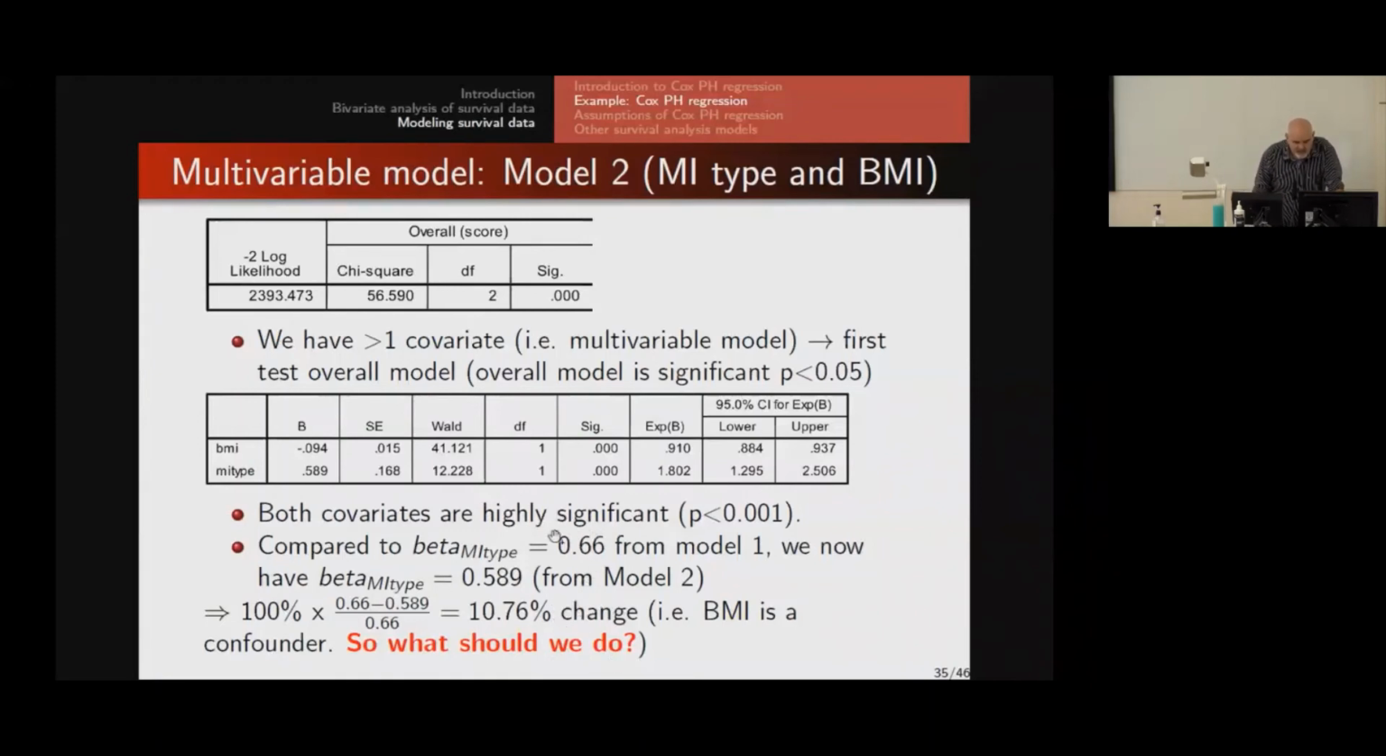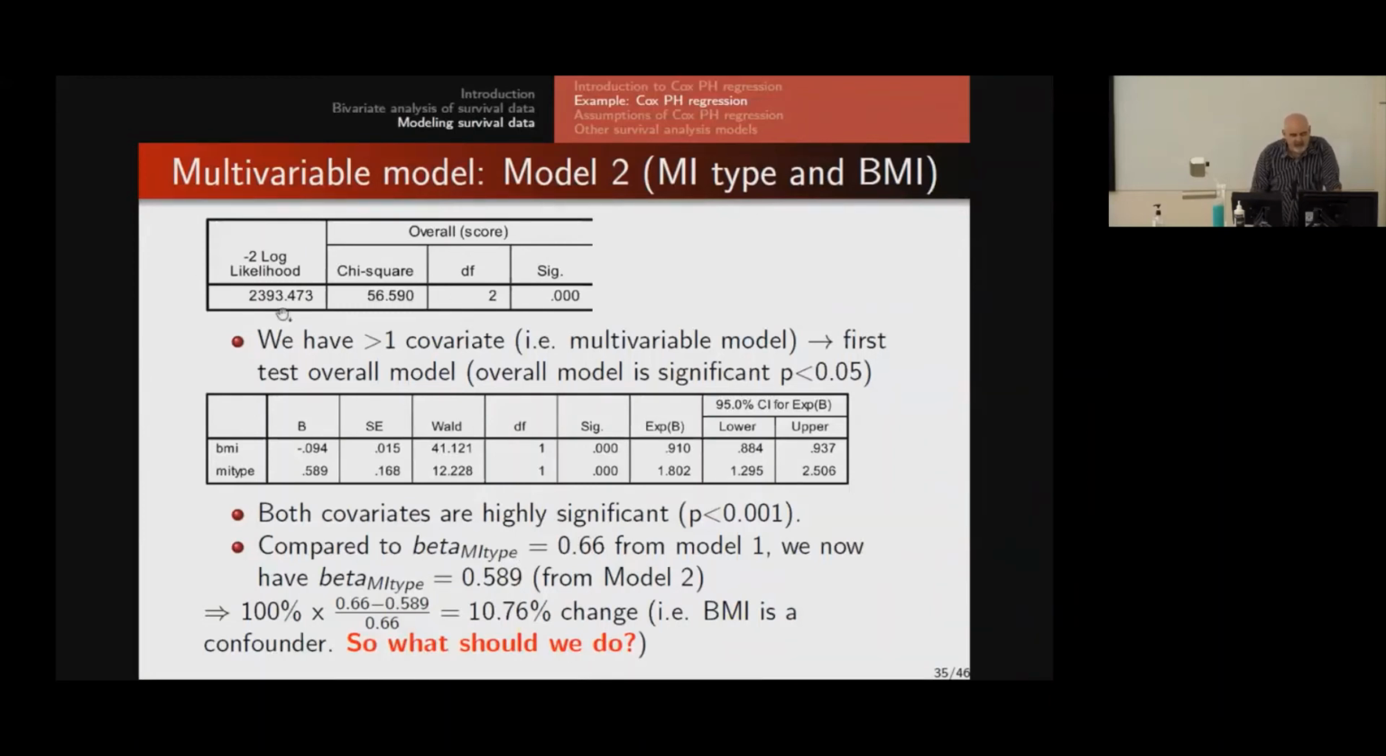In other words, this is not a good representation of the relationship between MI and survival. This is a much better one. That's what it's saying. All right? Okay, so that's the first thing. Should BMI enter the model? Because it's a confounder. Another reason it might enter the model is it just might be an independent risk factor itself. It might be a significant risk factor. In this case, it's actually both. It's a risk factor in its own right, but it's also a confounder of MI type.